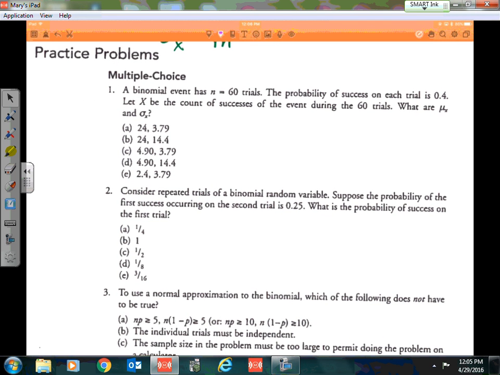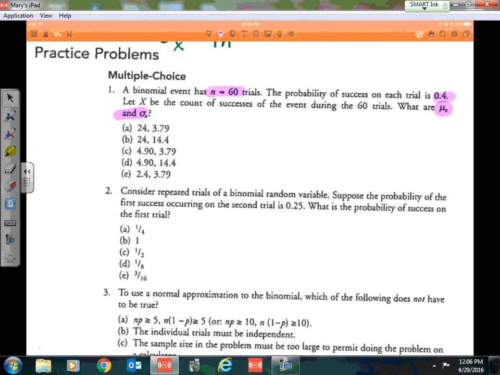We might have done some of these yesterday, so I'm going to go pretty quickly through these, and then we'll do some actual calculator stuff in a minute. All right. Number 1 says we have a binomial. We have n is 60 and the probability of success is 0.4. It wants to know the mean and the standard deviation.